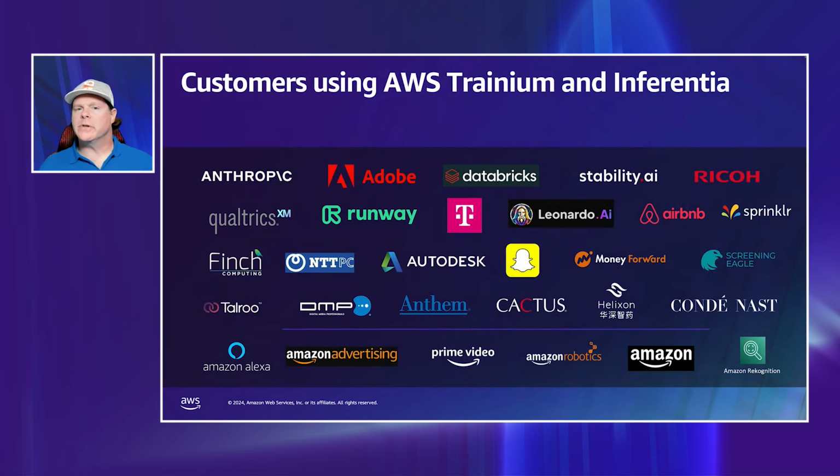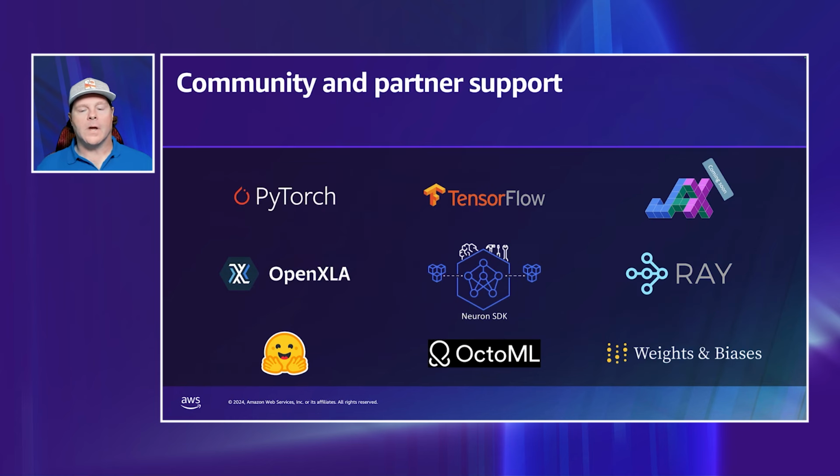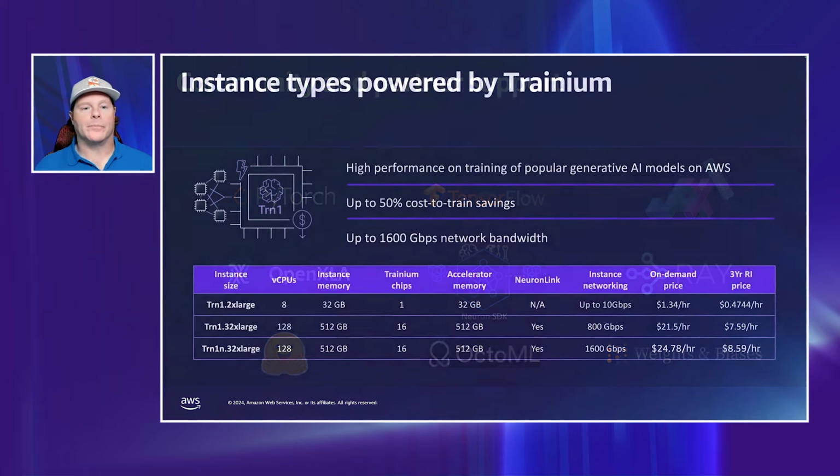Here are some of the customers using these. You see a lot of very familiar names on here. Also, there is quite a lot of community and partner support for Trainium and Inferentia. We see PyTorch is on here, OctoML, the Ray project. We have Hugging Face, of course, who is going to take over this talk in a bit.